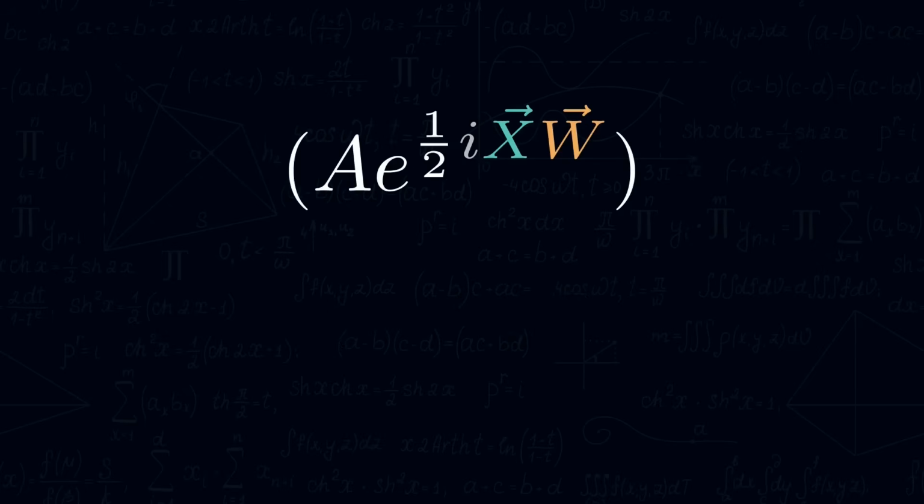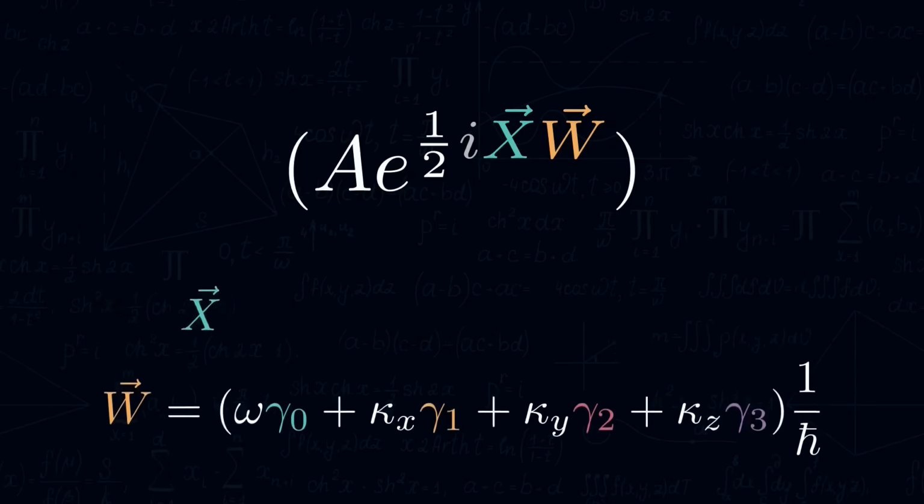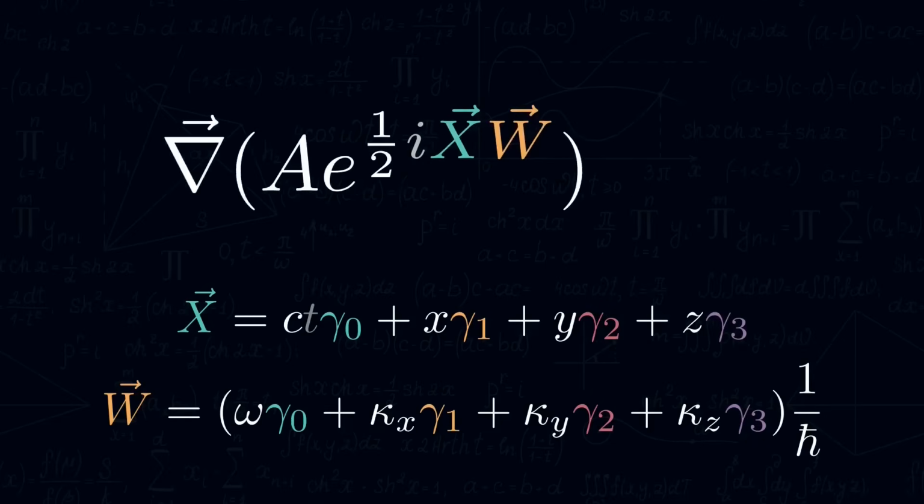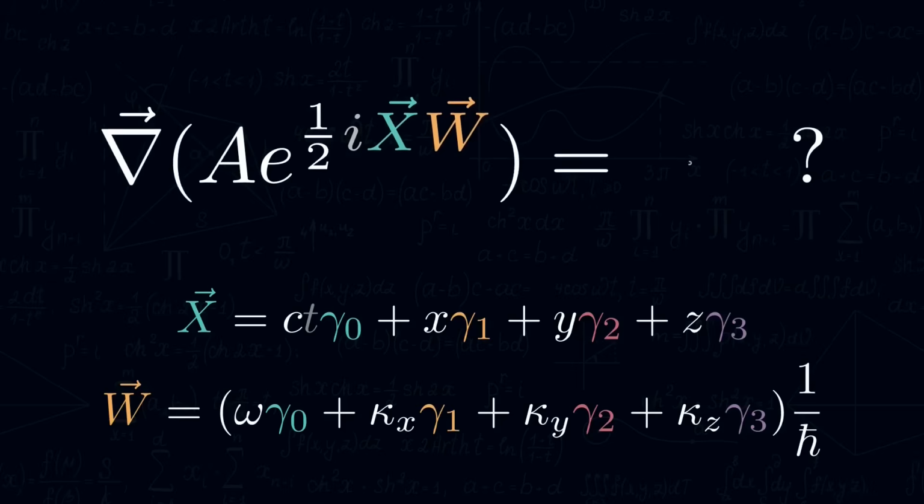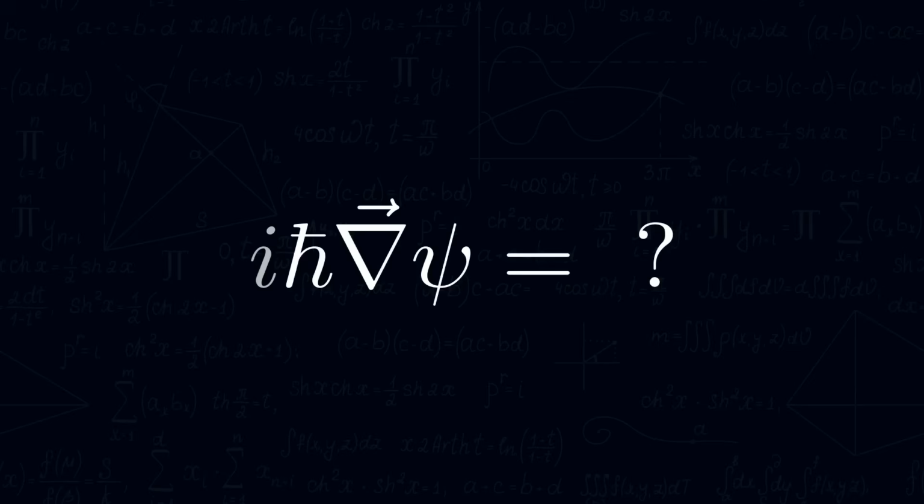But guess what? It gets better. Let's say we define W as a wave vector, with a frequency and wavelengths, all divided by h bar, and X as a 4-position vector. What do you think is going to happen if we take not just any derivative, but the spacetime derivative of this expression? Spoiler, we'll get a factor of I over h bar, coming from here and here. We can then move that factor to the left-hand side. And this is what's going to take us to quantum mechanics.